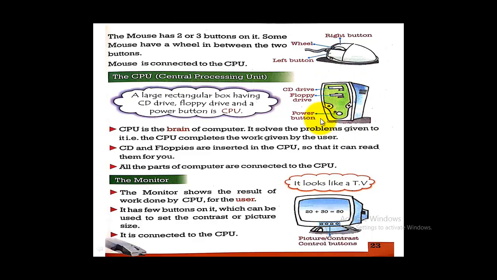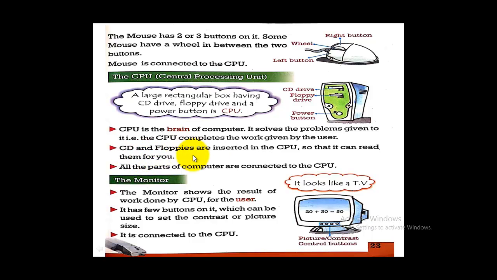So every work is done on the CPU. That is why the CPU is known as the brain of the computer, like a human brain. Okay, don't forget this. CPU is known as the brain of the computer.